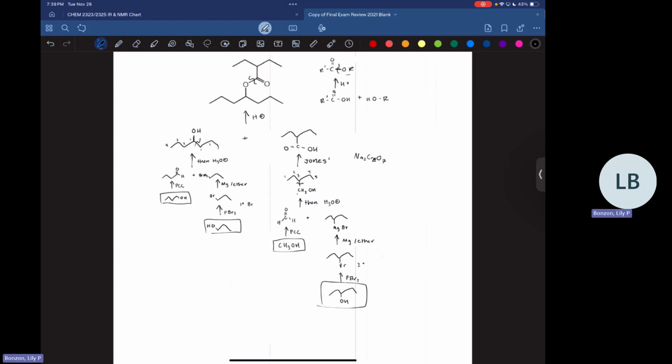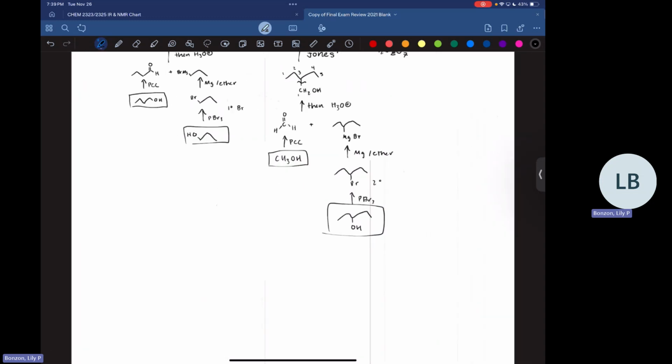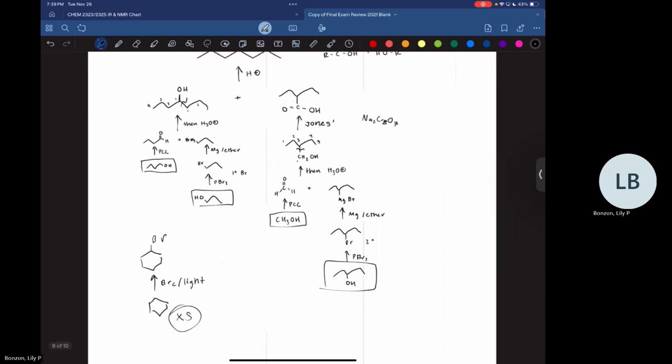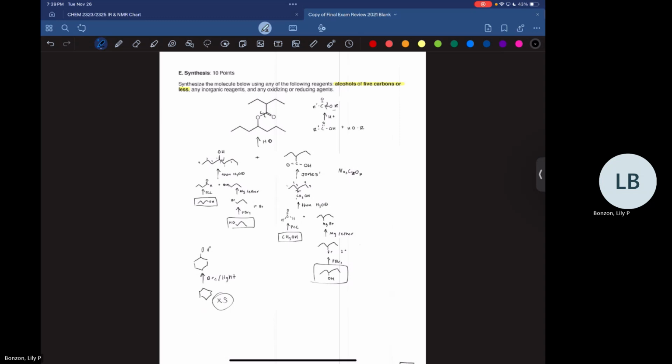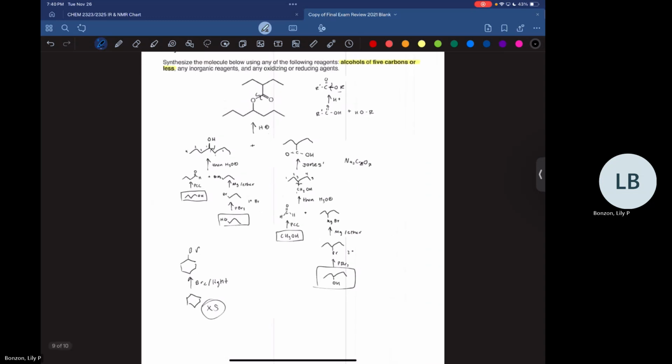Questions on this? Excess is only going to be for a bromination reaction with an alkane. So if you wanted to do like cyclohexane to bromine, then you'll do excess. Other questions on synthesis?